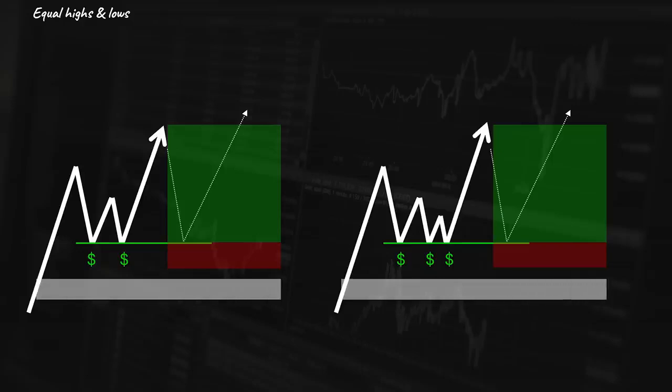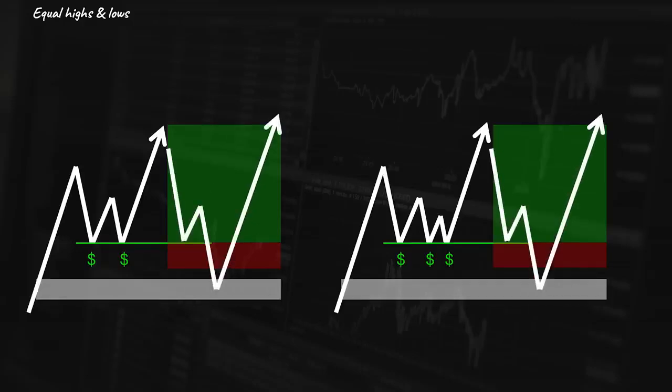If a demand area exists below the equal lows, there's a high chance the price will break below, sweep the liquidity, and then push higher. This is one of the key trading patterns in smart money concepts: waiting for the price to collect retail traders' stop losses and then entering the market at the demand area.